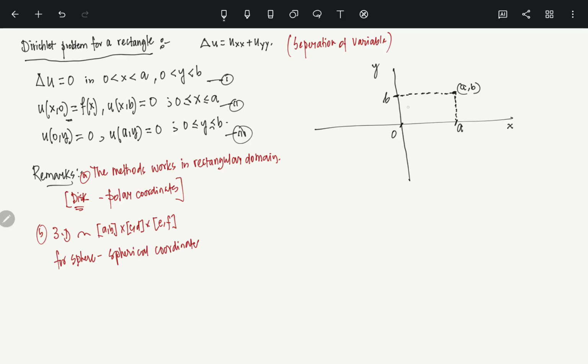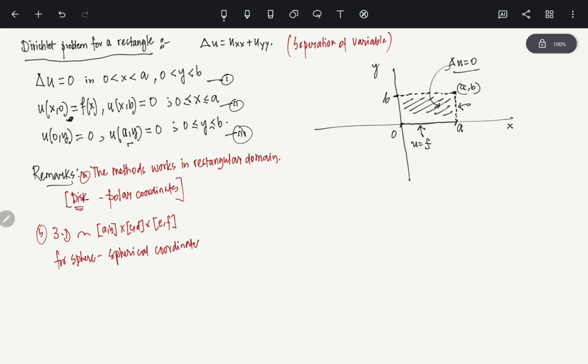Okay, so the first condition says that u satisfies Laplacian u equals 0 inside. So inside, Laplacian of u equals 0, we want to find such a u. Along with that, there are some boundary conditions. So at the point x0, essentially y equals 0, this one. If you restrict u to this particular line, then it gives you u equals f. Clear?